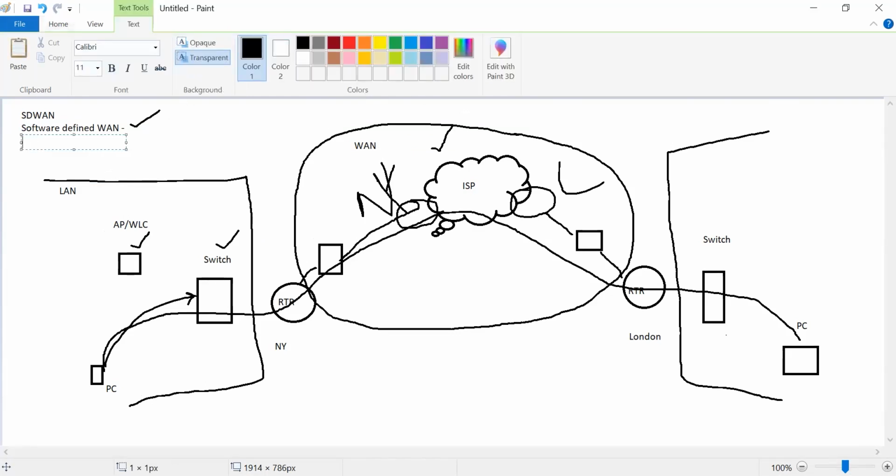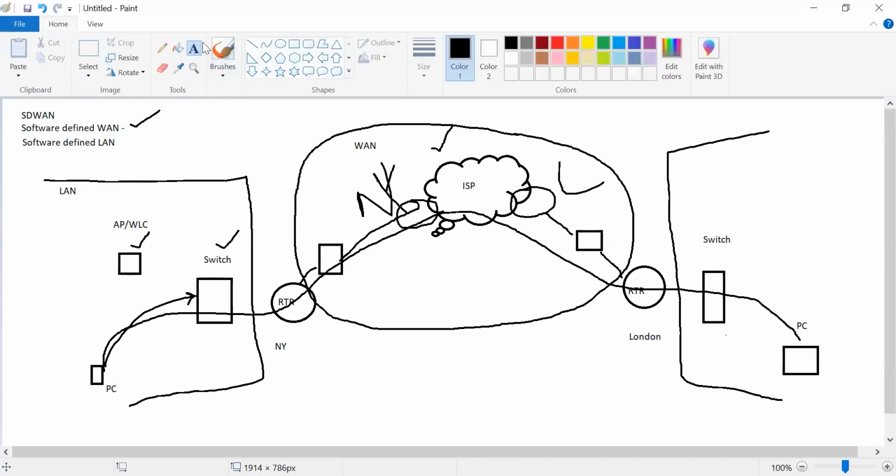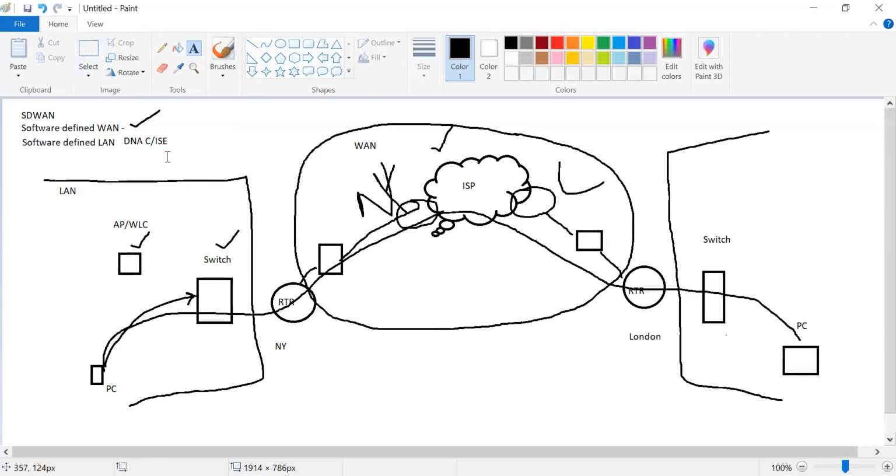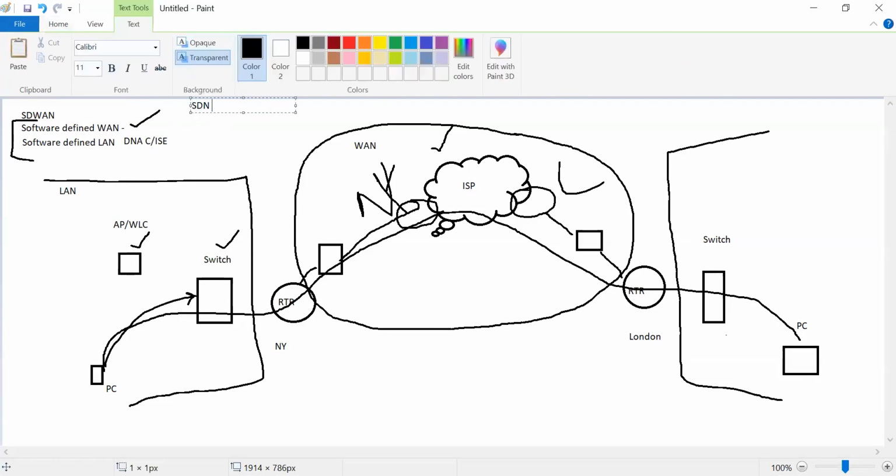And we have another thing called software-defined LAN, which works on the LAN side. The example for this is DNA Center or ISE, right? Then we have software-defined things for the data center. Okay. ACI, you use, that is the software-defined thing for the data center. So SD-WAN, SD-LAN, or for the data center, these basically stem from SDN, software-defined networking. Okay. So SD-WAN, SD-LAN, and ACI, etc., they all stem from SDN.